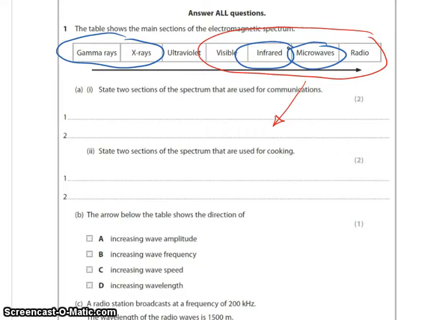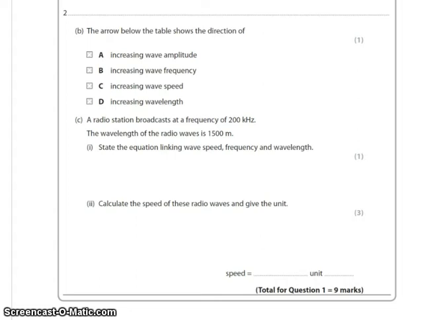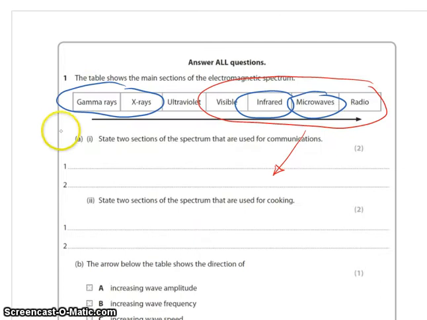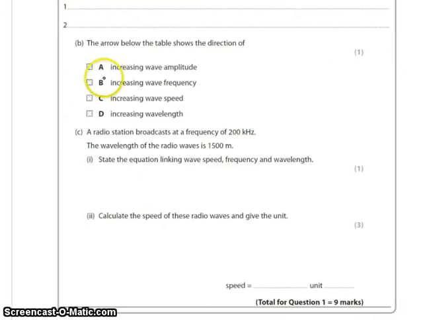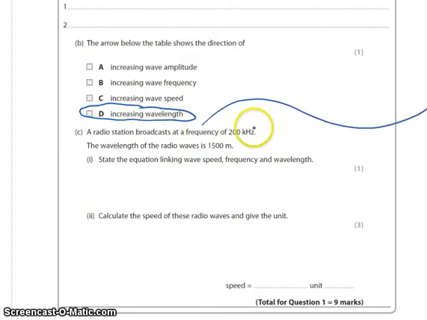food. Now the next part says the arrow below the table shows a direction of, well, having a look up, the arrow starts at this end and goes to this end, so it starts at gamma rays and goes to radio waves. Well, it's not for increasing wave amplitude, it's not for increasing frequency because it's actually decreasing frequency. It's not for increasing speed because they all travel at the same speed. So what it's showing is increasing wavelength. Radio waves have the longest wavelength, gamma waves have the shortest wavelength.